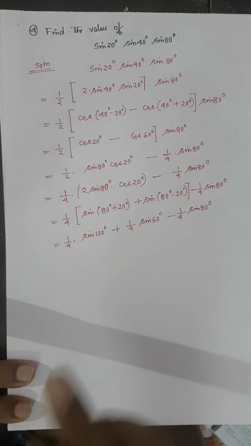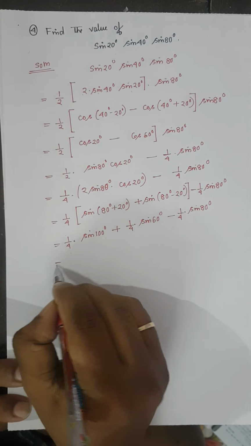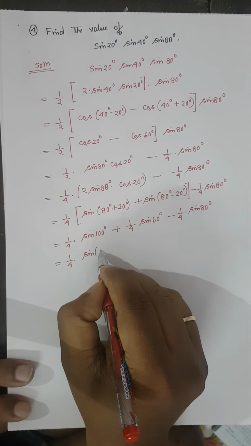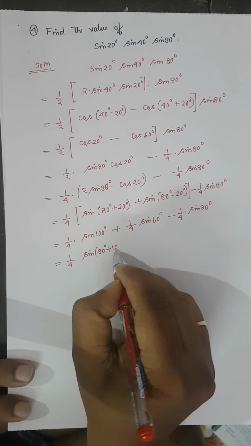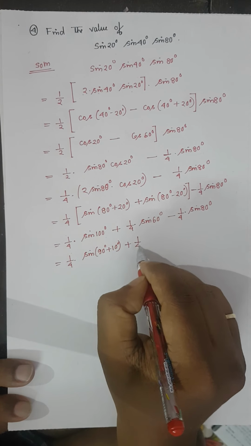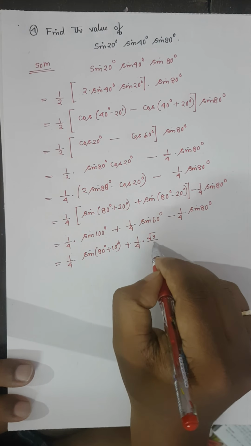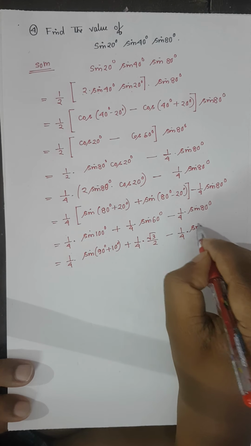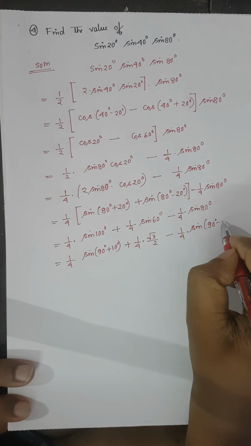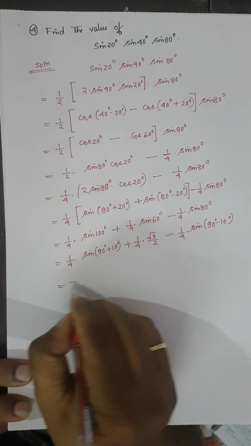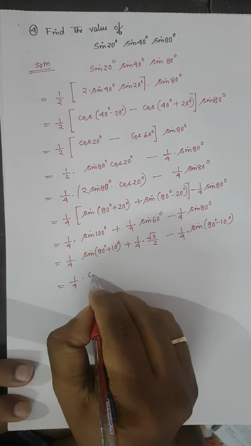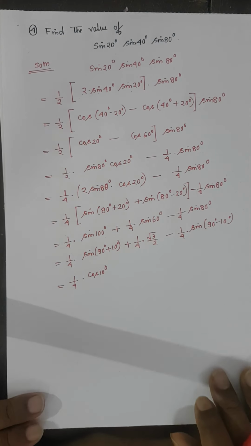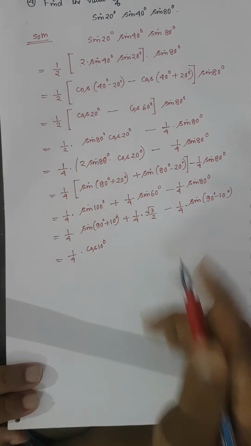Now I can say these are equal because this is sine of 90 degree plus 10 degree. This is 1 by 4th of root 3 by 2. This is 1/4 of, what is 80 degree? Sine of 90 minus 10 degree. We know sine 90 plus theta is equal to cos theta. It is positive, in the second quadrant sine is positive. So this is cos theta.